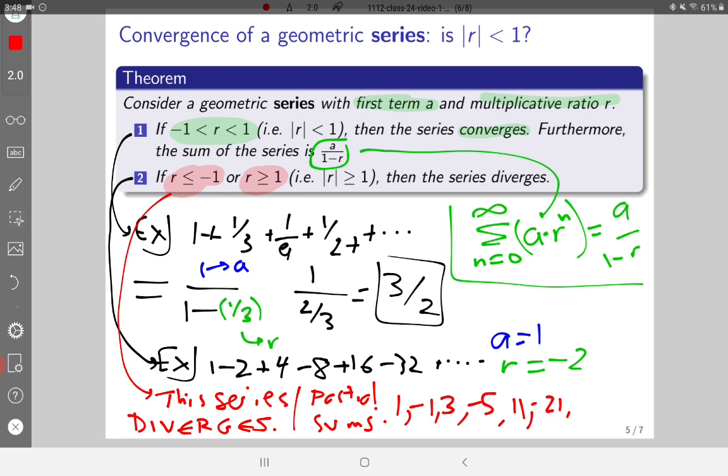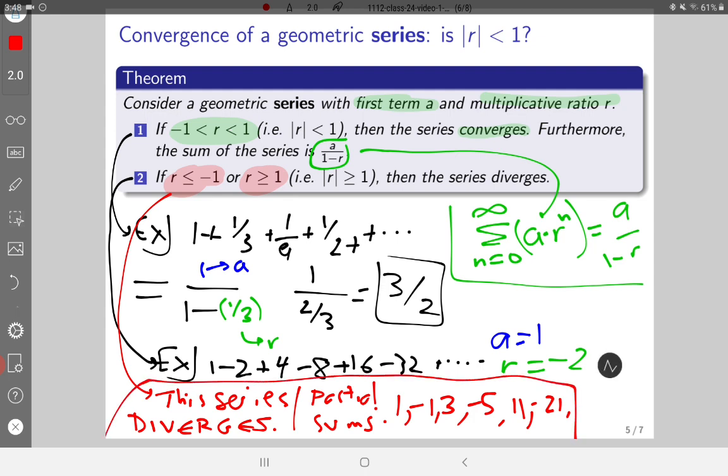And then they're just going to keep getting bigger and bigger in magnitude, in absolute value. I'm going to get some bigger negative numbers and then some bigger positive numbers, and they're just going to keep going like this. Big positive, big negative, big positive, big negative, back and forth. It's not going to approach anything specific. It's going to diverge. So these are ways to see that it's divergent.